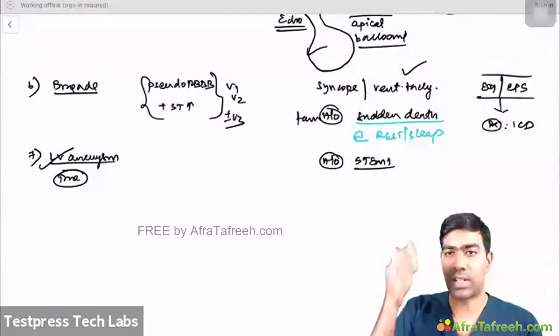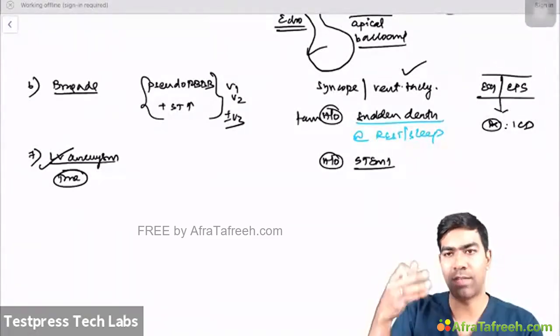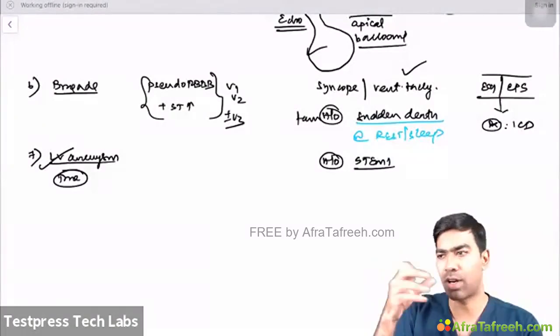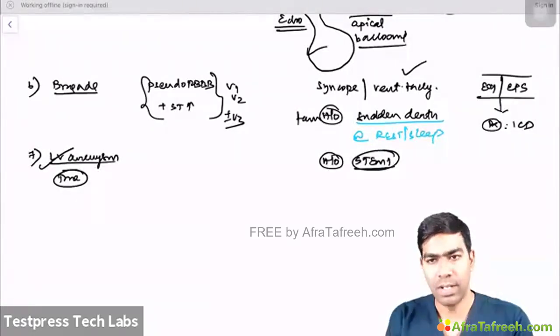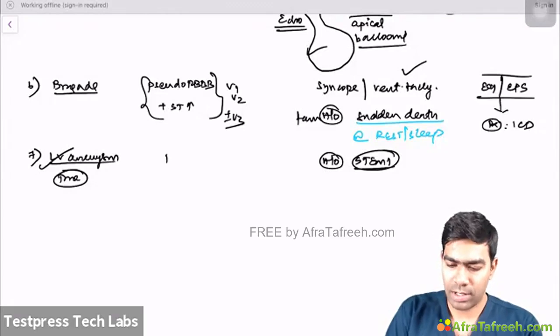Suppose the patient is having a subendocardial ischemia and infarction. The outer wall is still strong and cannot form an aneurysm. So it's an exclusive complication of a STEMI. Only STEMI can cause LV aneurysm, not NSTEMI. And more importantly, if the examiner gives you something called a persistent ST elevation, that's the key here.